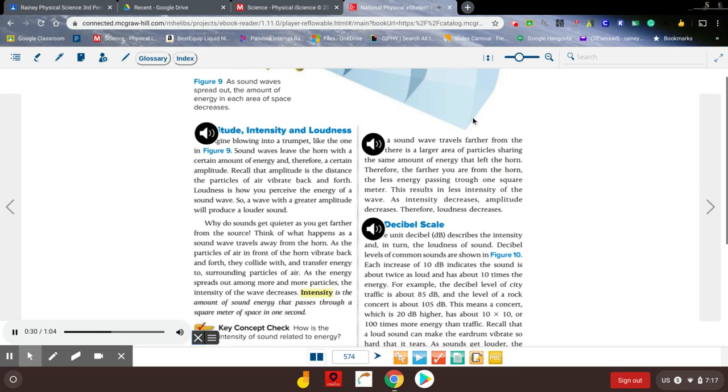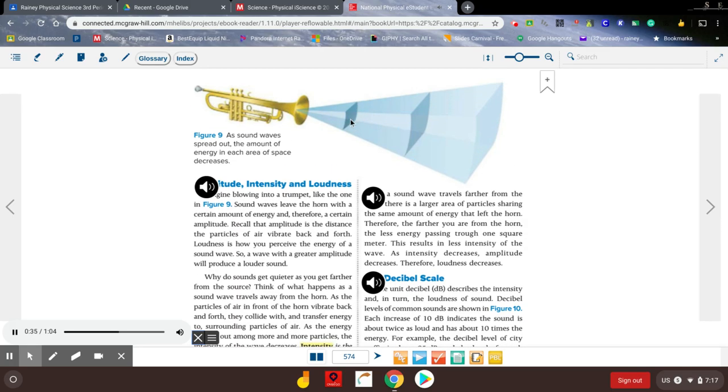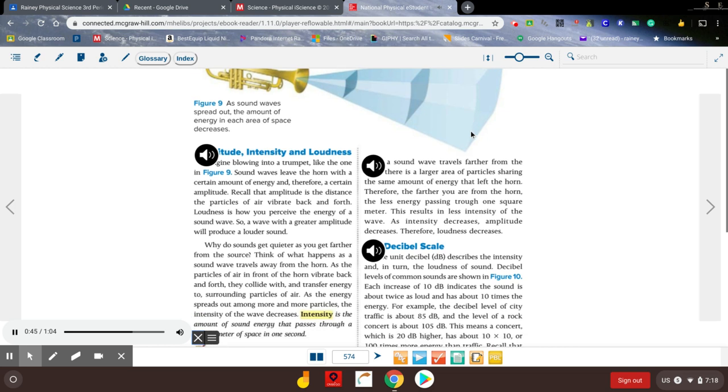Why do sounds get quieter as you get farther from the source? Think of what happens as a sound wave travels away from the horn. As the particles of air in front of the horn vibrate back and forth, they collide with and transfer energy to surrounding particles of air. As the energy spreads out among more and more particles, the intensity of the wave decreases. Intensity is the amount of sound energy that passes through a square meter of space in 1 second. Key concept check. How is the intensity of sound related to energy?